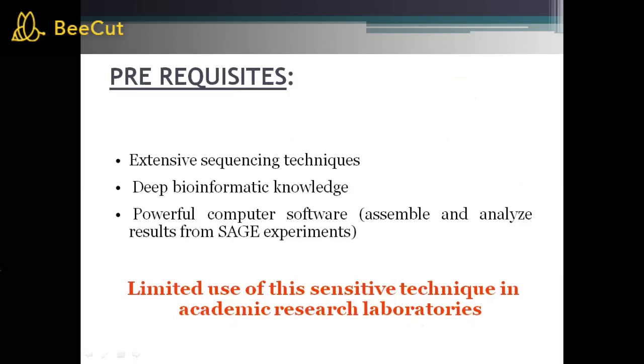Next are the prerequisites for SAGE. First, extensive sequencing techniques are required so that we can sequence this longer molecule. Then deep bioinformatic knowledge so that we can analyze the gene expression. And third, powerful computer software, by which we can assemble and analyze the results from SAGE experiments. The use of this sensitive technique is limited to academic research laboratories.